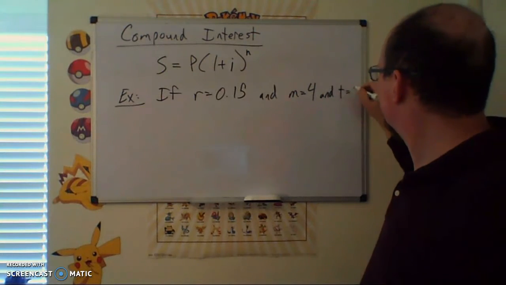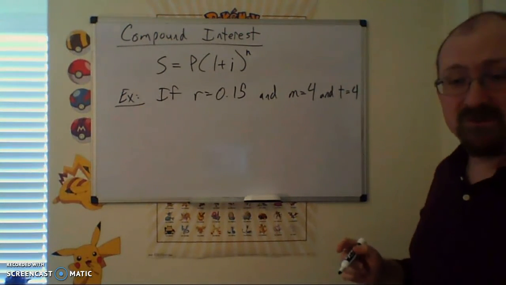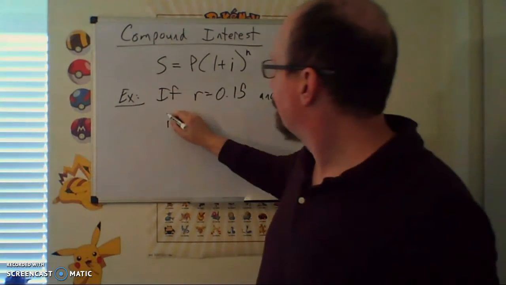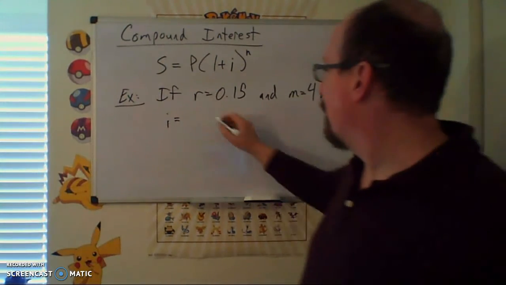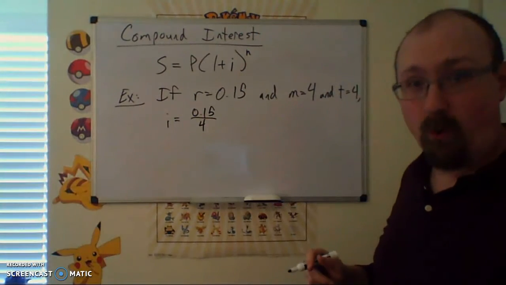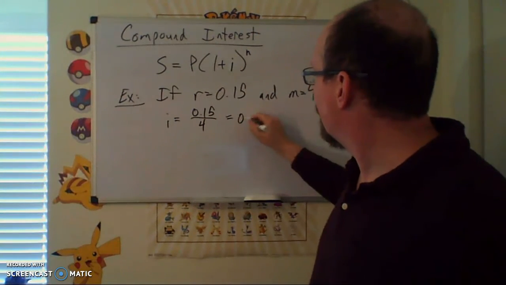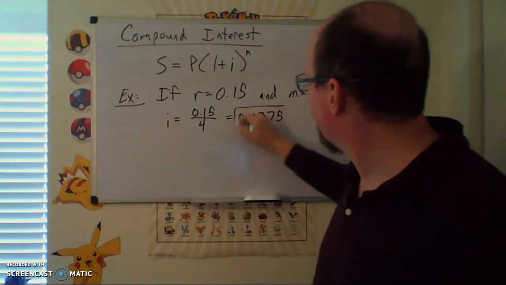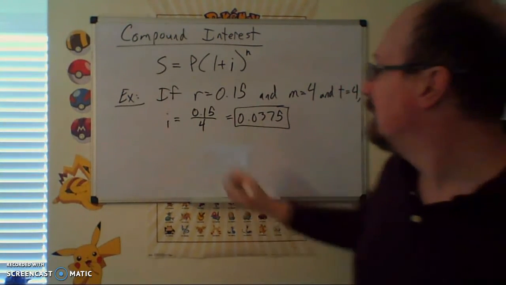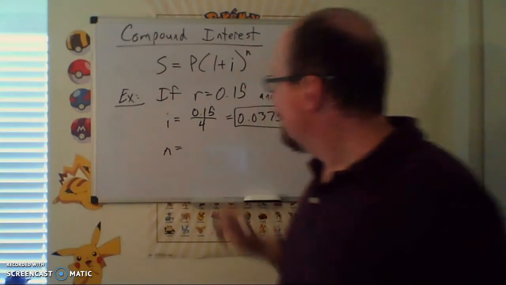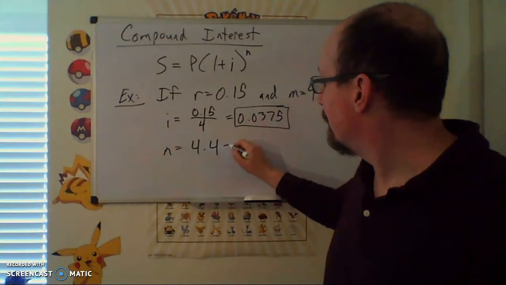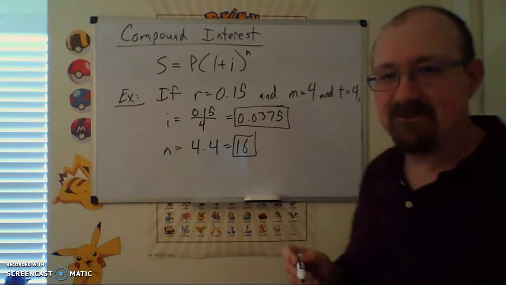Shouldn't have written that M, but the number of years we let the investment sit is also 4 years. So to get I, we take our 0.15 annual rate and divide it by the 4 quarters that we have in the year, and we get a periodic rate per quarter of 0.0375, or 3.75% if you want to go there. For the number of compounding periods, we just take M and T and multiply them together. 4 times 4, that gives me 16.